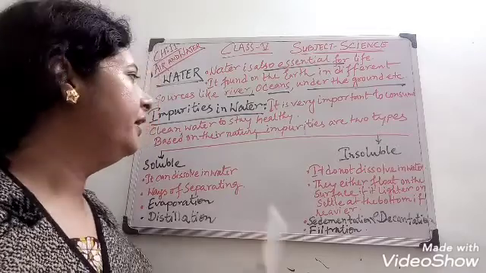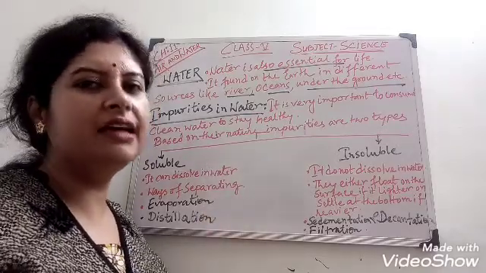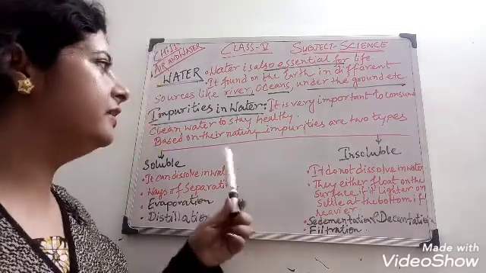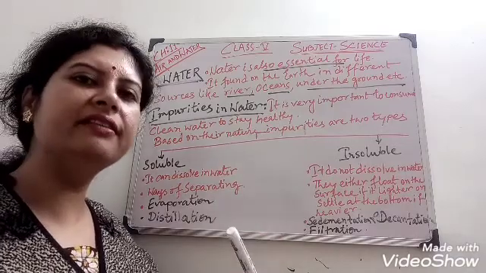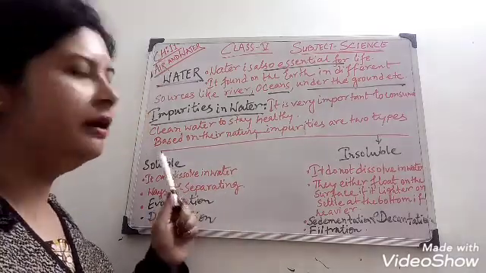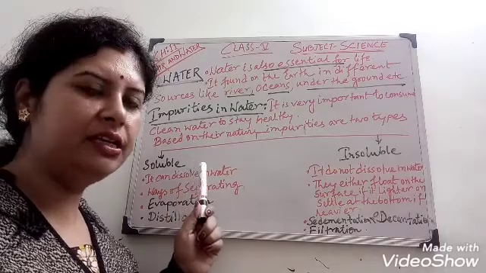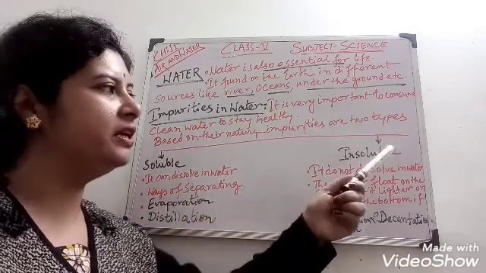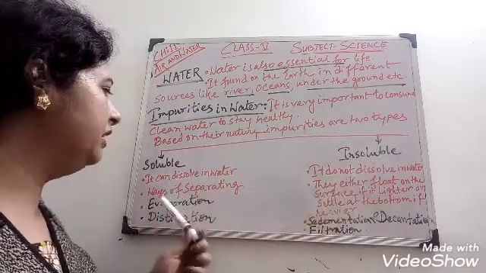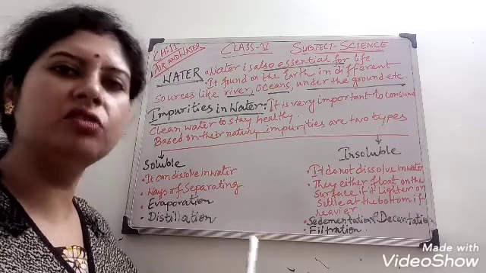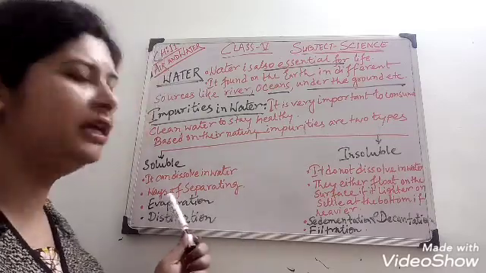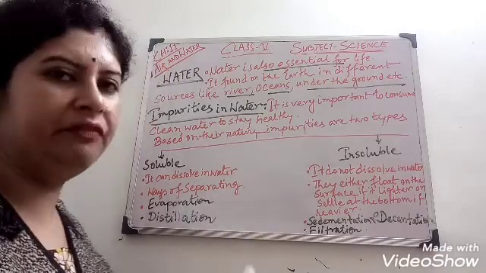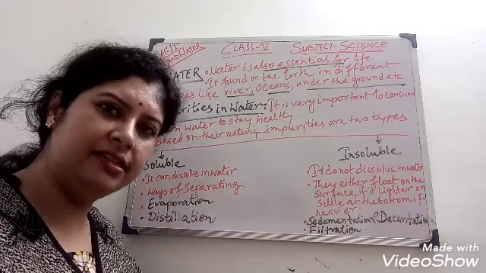Right, children? So, if impurities are present in the water, then what should we do? First, there are two ways to separate these impurities. Based on the nature of the impurities, they may be classified into two groups. One is soluble and the other one is insoluble. Soluble impurities means they dissolve in water. The ways of separating this type of impurities are first evaporation and second distillation.